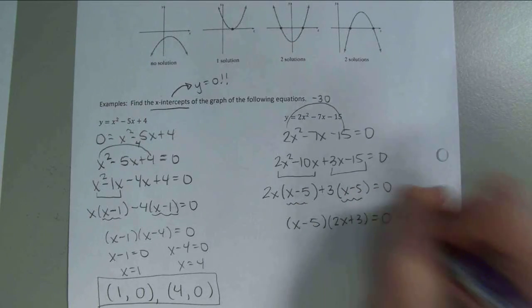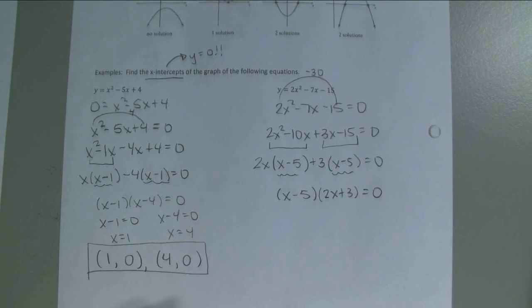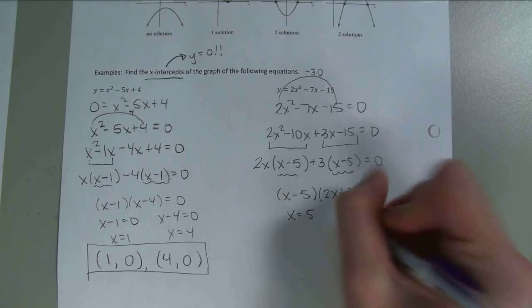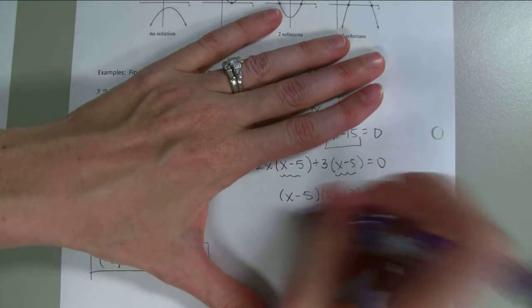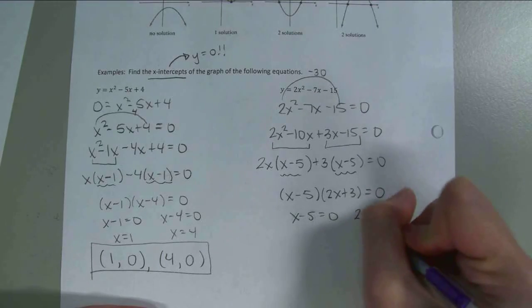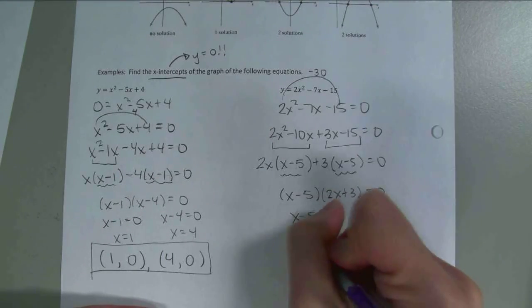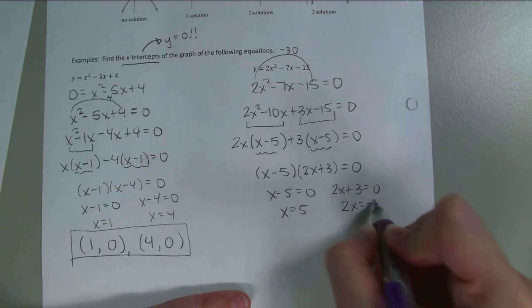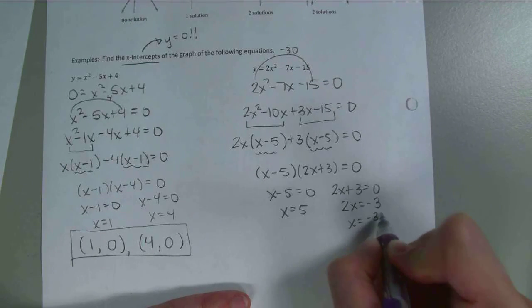You're almost there. You just have to set each of those equal to 0 to find the actual solutions for x. Oopsie, I'll set them equal to 0 first. I like to show that step. If you don't, it's okay. x minus 5 equals 0, and 2x plus 3 equals 0. So this will give us a solution of x equals 5. This we'd have to move the 3 over to get a negative 3, and divide by 2 to get a negative 3/2. Is that all right?